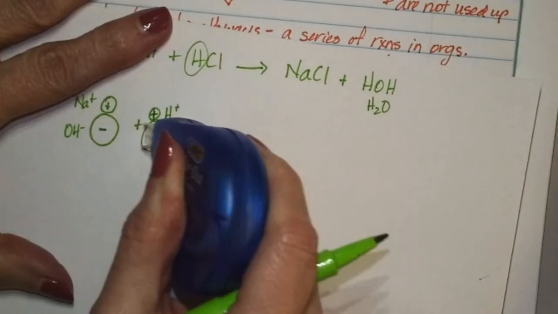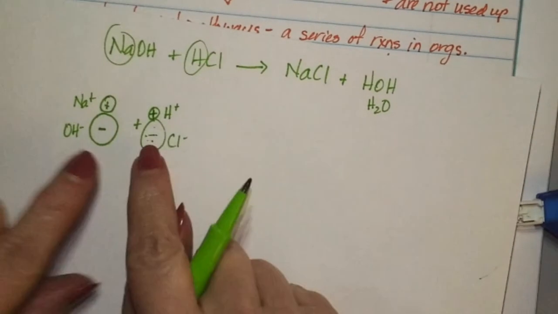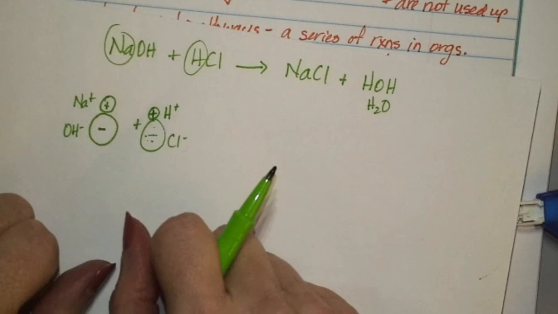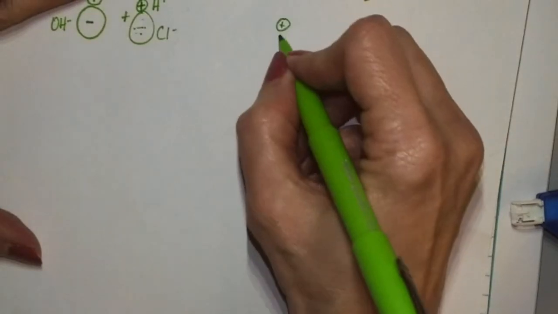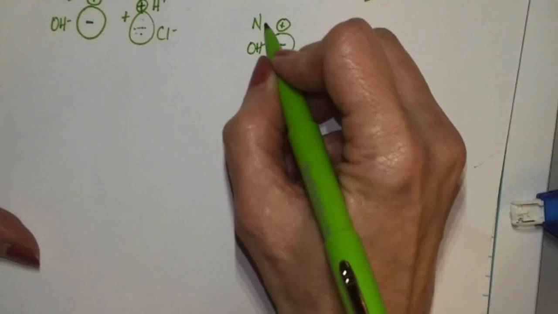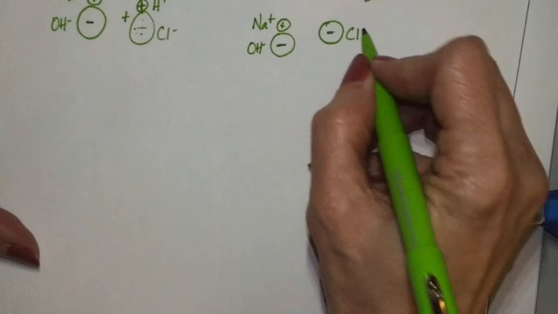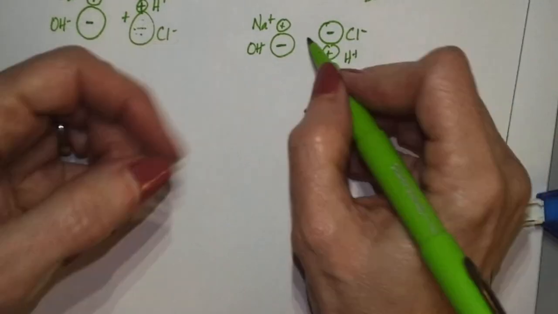Do they attract or repel? Yeah, so there's no reaction happening. In order for this to happen, I would have to have, here's my positive sodium and my negative hydroxide ion. And then here is my negative chloride ion and my positive hydrogen ion. Now when they hit, the negative hits the positive and the negative hits the positive here. Now if they hit hard enough, they can have a reaction because they're oriented correctly.